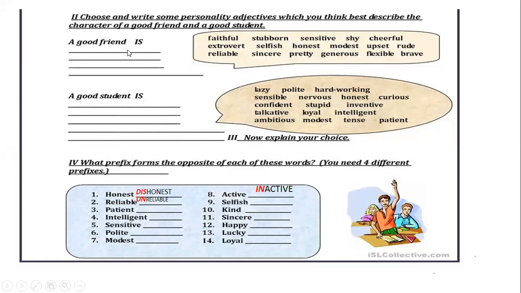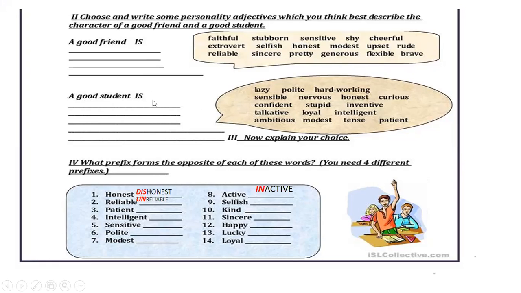For me, a good friend is a faithful, honest, generous, and sincere person. Esa es mi descripción de amigo, ¿verdad? Entonces busco las palabras que sean como las más adecuadas para describir un amigo. No puedo decir que un amigo es alguien selfish, ¿verdad? Porque yo no quiero un amigo egoísta. O no quiero un amigo, por ejemplo, upset, molesto. No, ¿verdad?